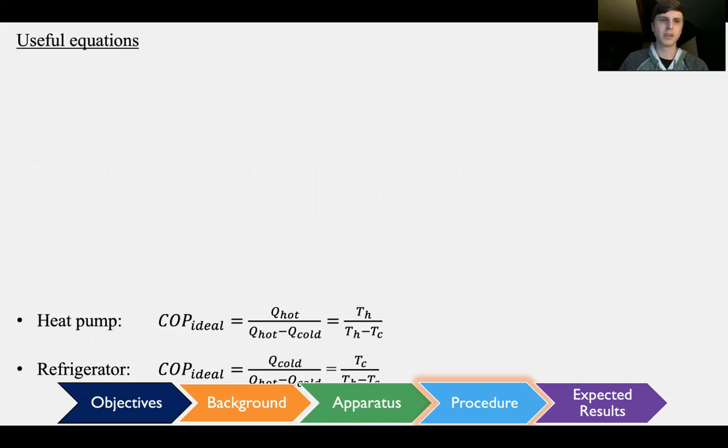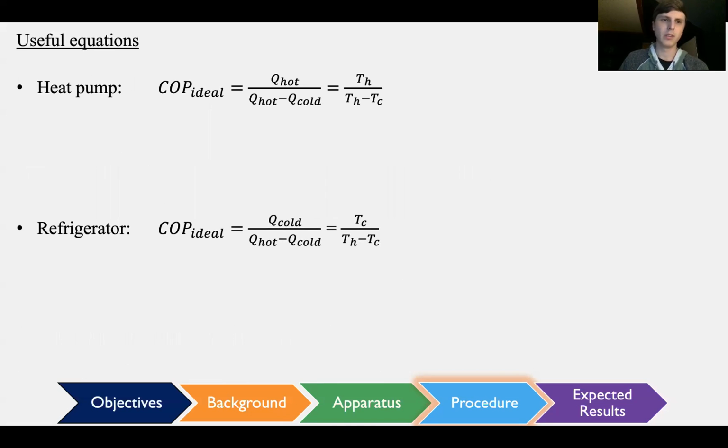So these are just some of the equations we're going to be using here mainly. The heat pump and the refrigerator cycle are basically the same thing. The only thing that's different are the hot and cold values you're mainly focusing on. So the coefficient of performance for the heat pump is the temperature of the hot over the temperature of the hot minus the temperature of the cold. Refrigerator is vice versa. So these are the ideal cases.